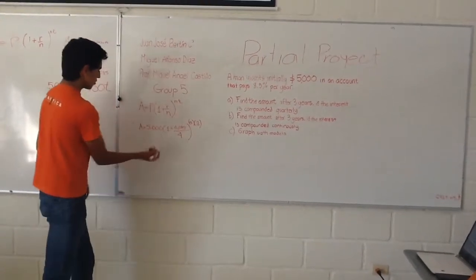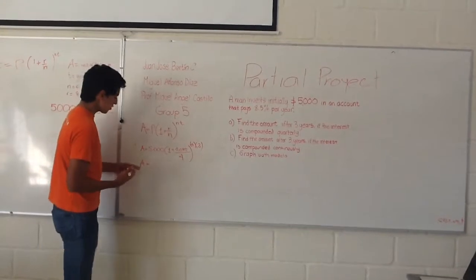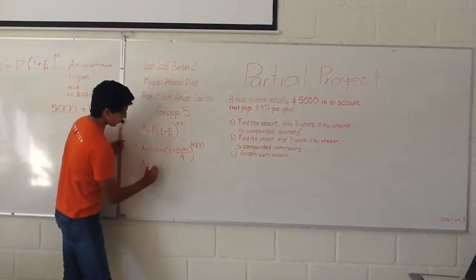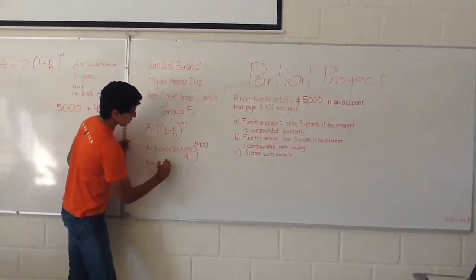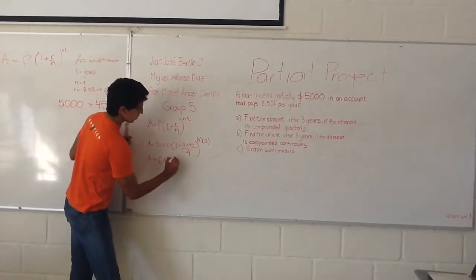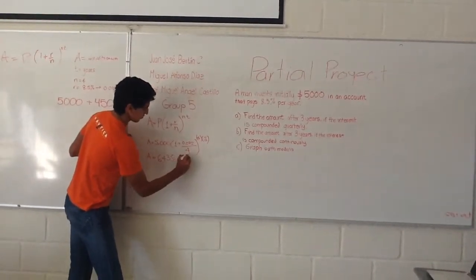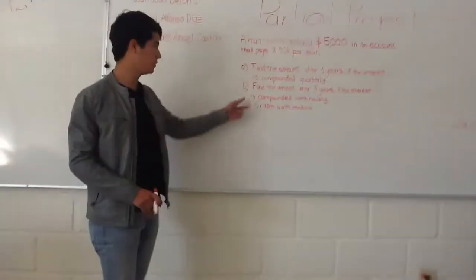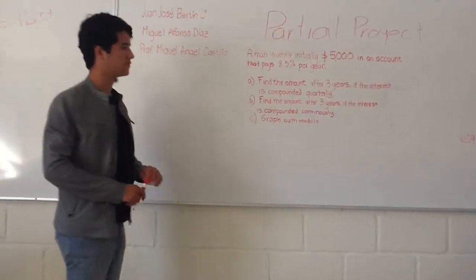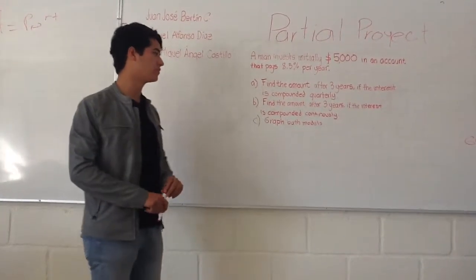And then solving all this formula, we have as a result an ending amount of 6,435.09 pesos. So the letter B says find the amount after 3 years if the interest is compounded continuously.